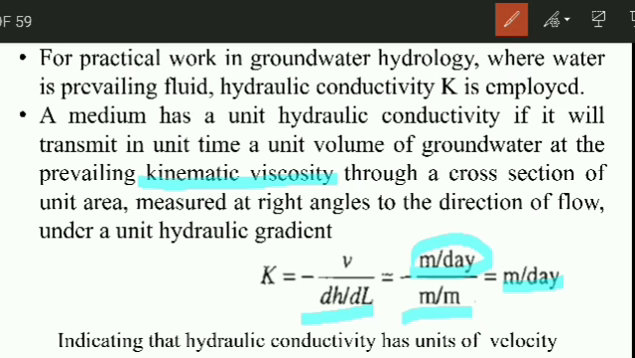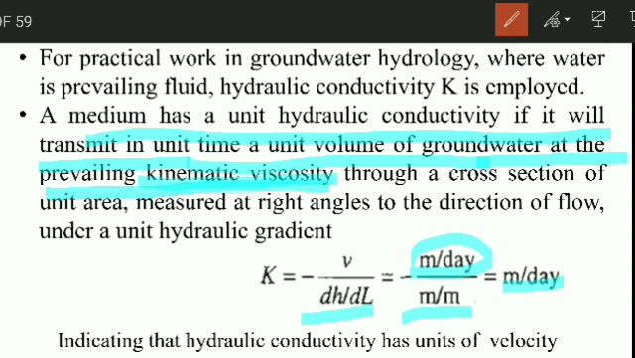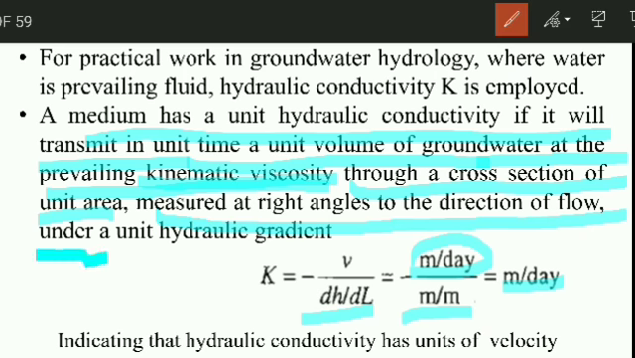The medium has a unit hydraulic conductivity if it transmits in unit time a unit volume of groundwater at the prevailing kinematic viscosity through a cross section of unit area, which is measured at right angle to the direction of flow under a unit hydraulic gradient. So this definition is very important.